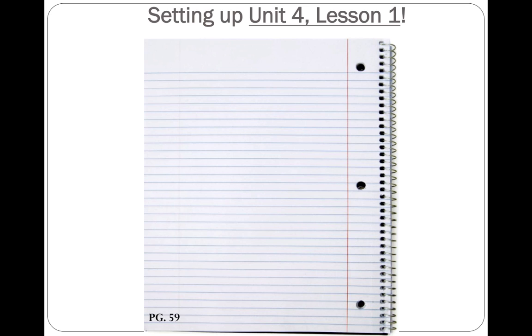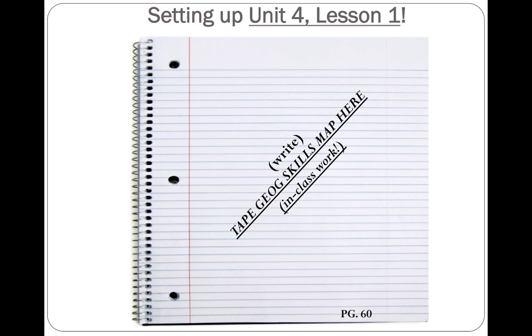Here is a blank page for page number 59. 59 is something we did in class, so please flip to page 59. It should not be blank for you. It should have all the timeline stuff that we did in class today. Flip it over to page 60 and just write that you're going to tape a geography skills map here. That's something we're going to do in class the next time I see you. That's on page number 60.